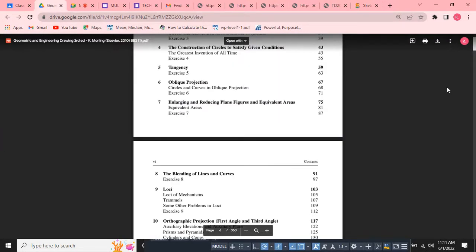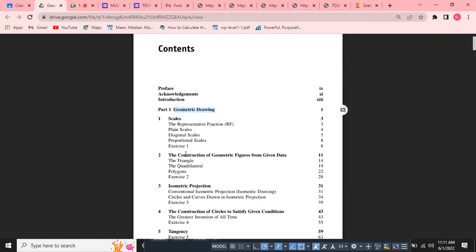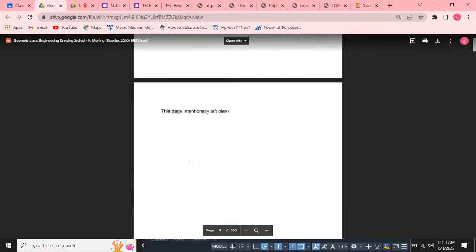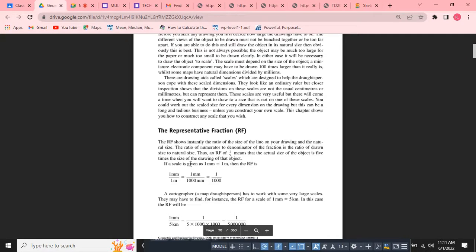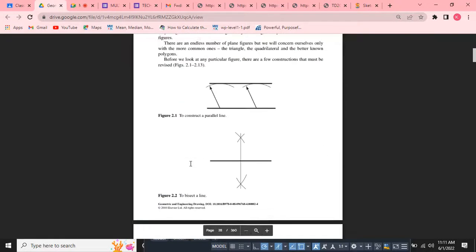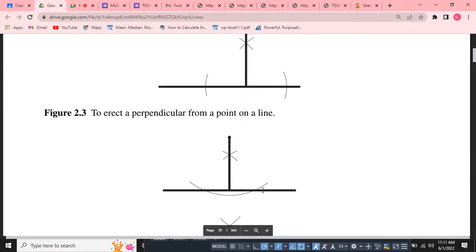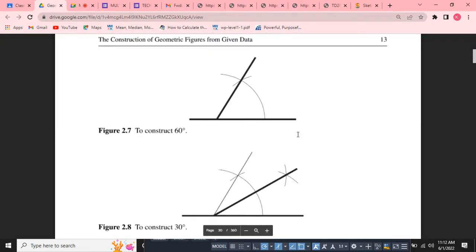So when you take a look at the beginning of this book, all of this geometric drawing is what we're doing. So what I was just showing you, basic constructions. From here, we're going to construct angles, okay? So they explain how to do scales, and then they give you, remember that I did this just now to bisect a line? Yes, sir.